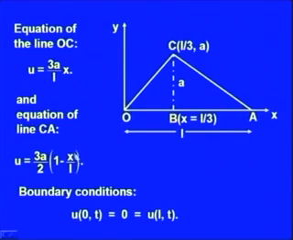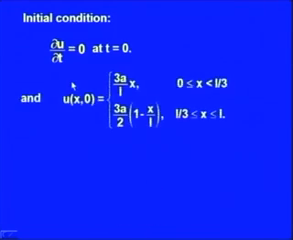So, u equal to 3a by 2 into 1 minus x by L is the equation of the line segment CA. The boundary conditions are as usual u(0,t) equal to 0 and u(L,t) equal to 0. Now, one initial condition that is given to us is that this thing is released from rest. So, delta u over delta t is 0 at t equal to 0 and it is initially in the shape of the triangle.